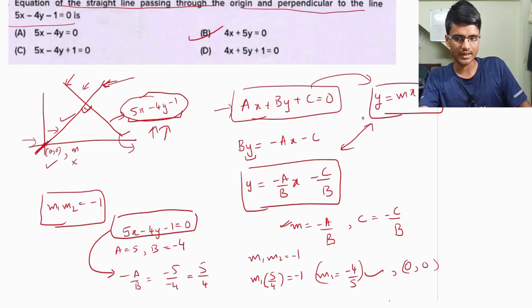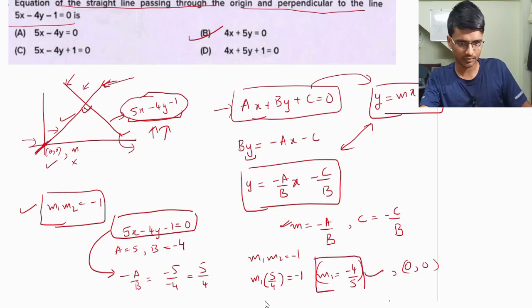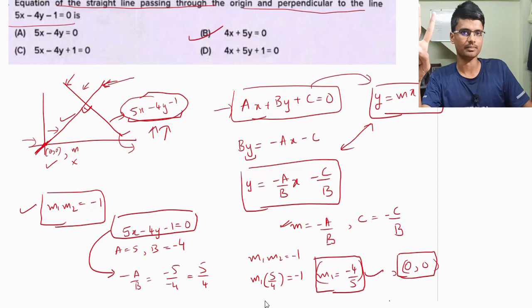We know that the product of the slopes of perpendicular lines is minus 1. Using that, we found the slope of our required line, which is minus 4 by 5, and we know a point. So using this, we found the equation of the line. It is very important to find the equation of a line: we need two bits of information, either two points or a point and a slope. Only with one piece of information you cannot find the equation of a line. Okay, that is all. So this is an important question, I would say.